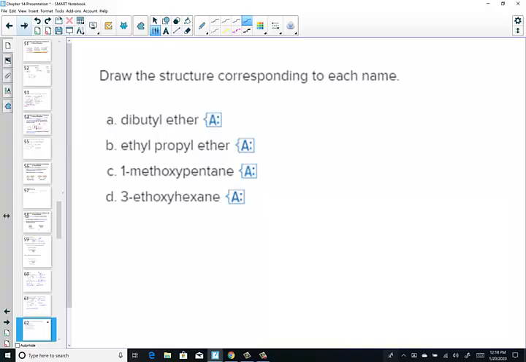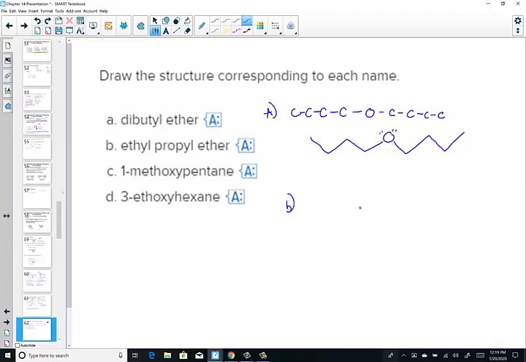Dibutyl ether. So here's my oxygen. Di means I have the same branches coming off of each side. And so there's 4 carbons to each side of the oxygen. Just think about that. Here's the oxygen coming down as carbon 1, 2, 3, 4. Here's carbon 1, 2, 3, 4. There is the line structure for dibutyl ether.